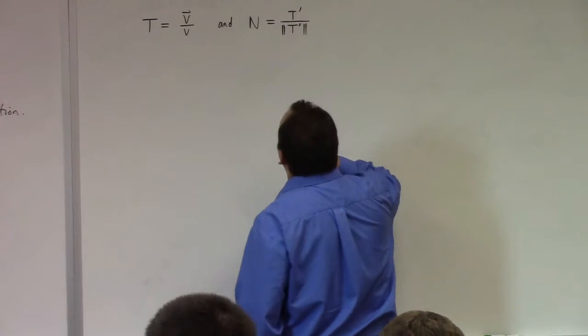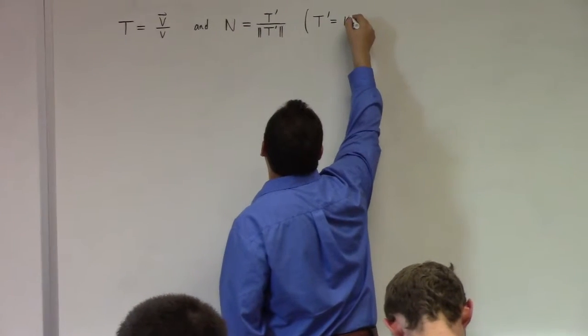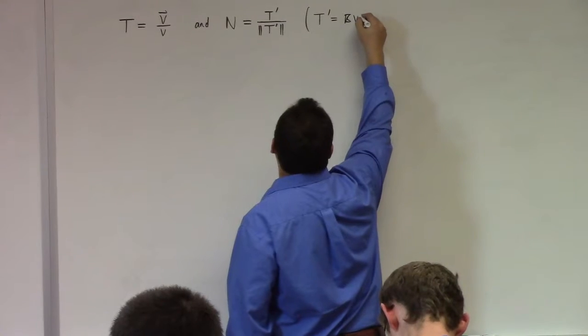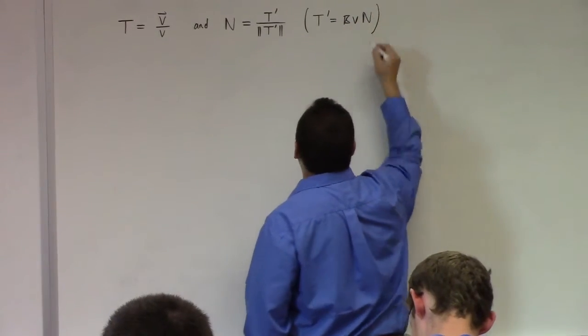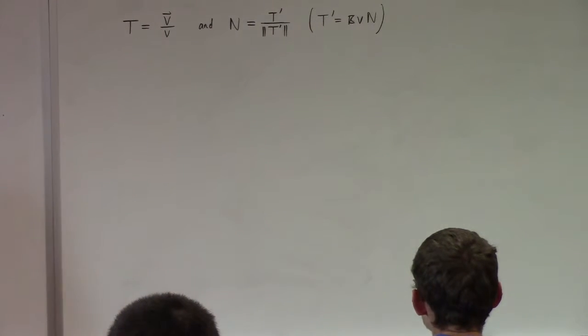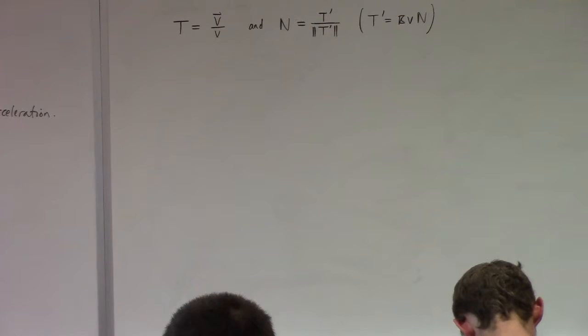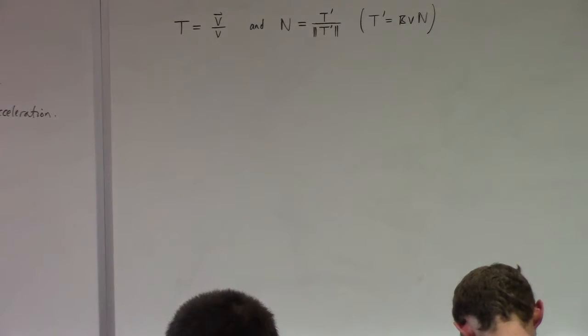And let's see, what else do we have? T prime was equal to what? It was equal to kappa times the speed times n. We learned that last time. That's the Frenet-Serret equation in terms of a non-unit speed curve. So the speed and the curvature come into describing the time rate of change of the unit tangent.